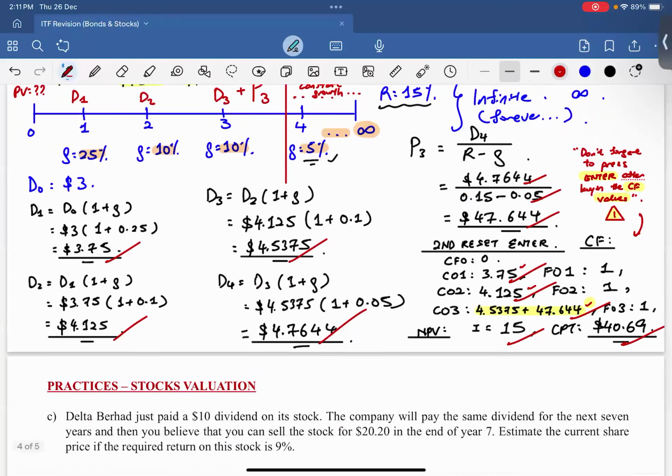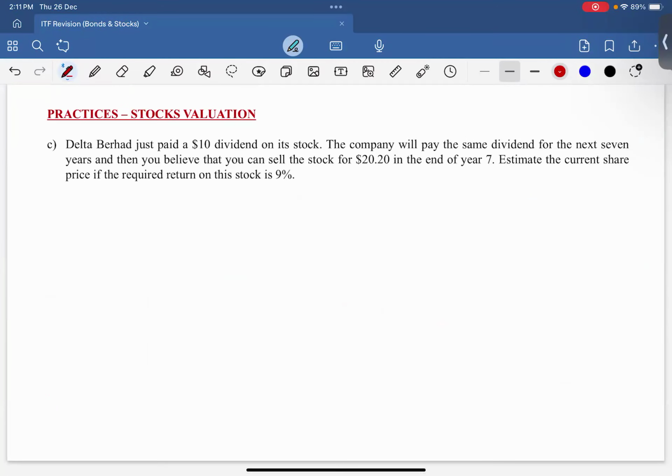Okay, last question on stock valuation. Delta Berhad just paid a $10 dividend on its stock. Just paid, D0. The company will pay the same dividend for the next 7 years, and then you believe that you can sell the stock for $20.20 at the end of year 7. Same dividend, so D0 is 10. Same dividend for the next 7 years means it's still $10 for 7 years.